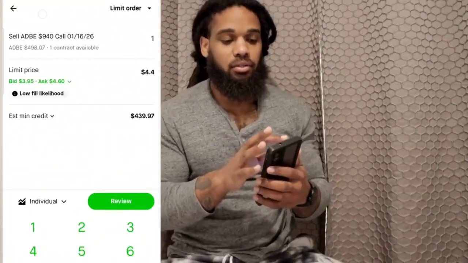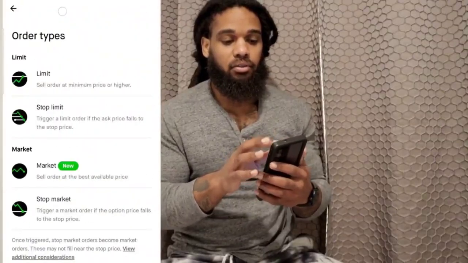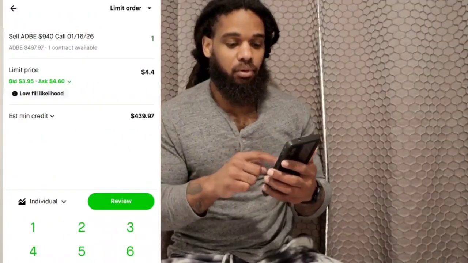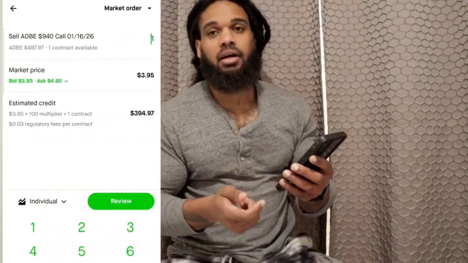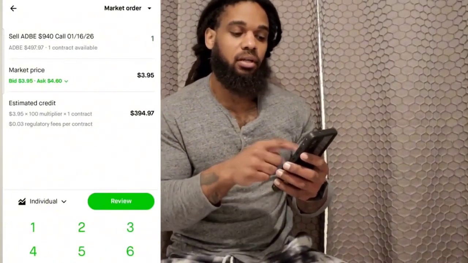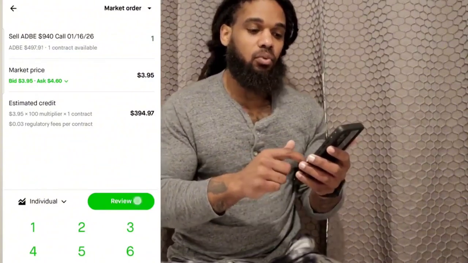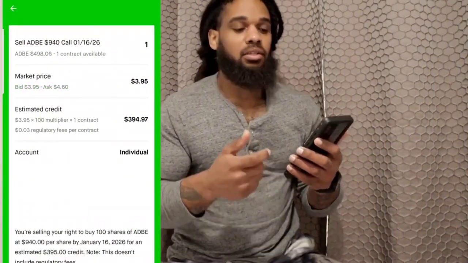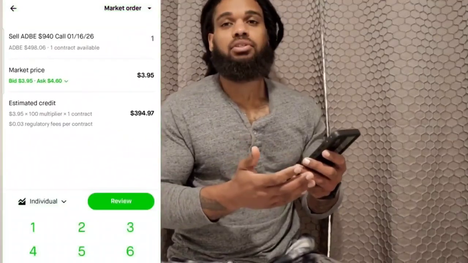Now if you wanted to do a market order, you could click on the button up here, press market order, and put the amount of contracts you want to sell, 1, 2, 3, 4, 5, and so on. Once you hit review, you swipe up, and it's automatically going to sell your particular option contract.